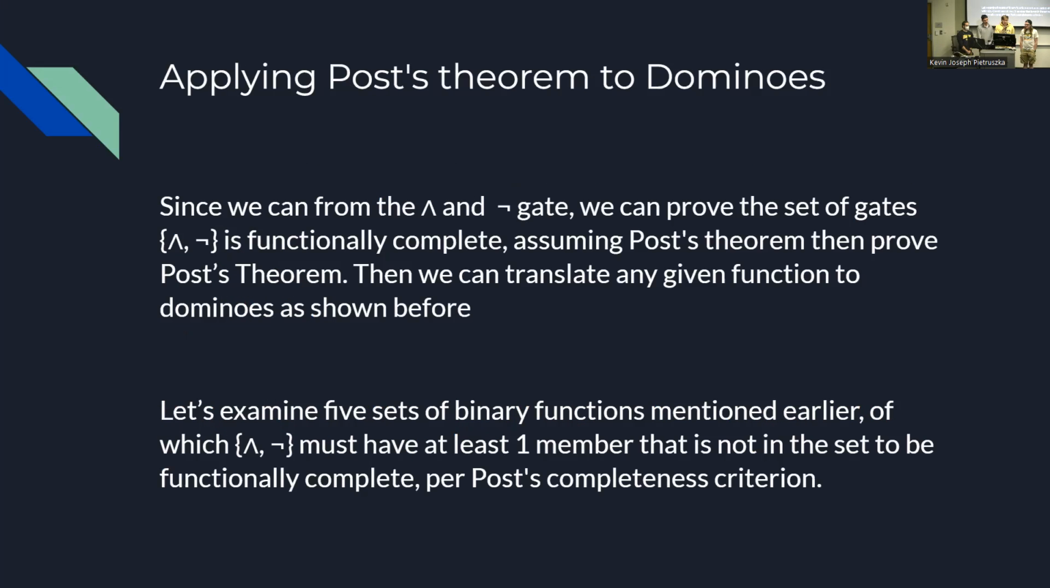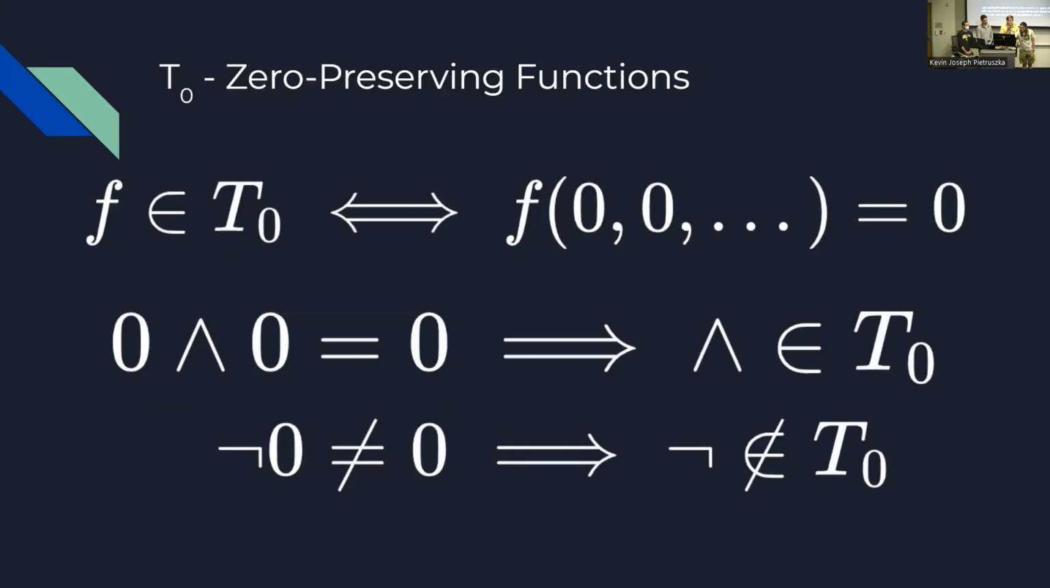And then how we could apply this to dominoes is that since we could form the AND and NOT gates, we could prove that the set of gates AND and NOT is functionally complete, assuming Post's theorem, and then prove Post's theorem. Then we could translate any given function to dominoes, as shown before, by making gates. So now let's examine the 5 sets of binary functions mentioned earlier, of which AND and NOT must have at least one member that is not in the set to be functionally complete per the Post completeness criterion.